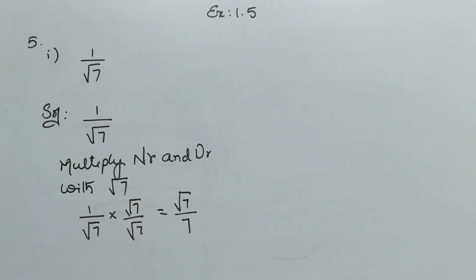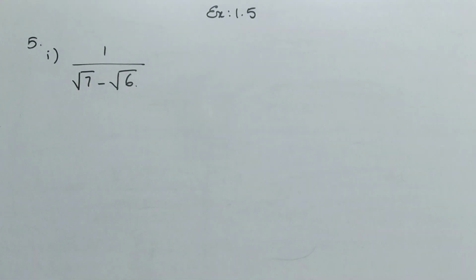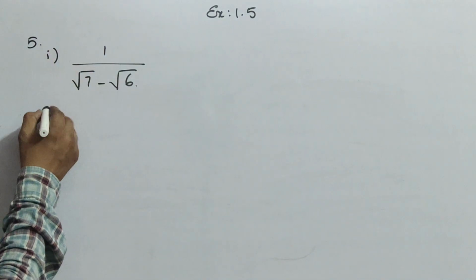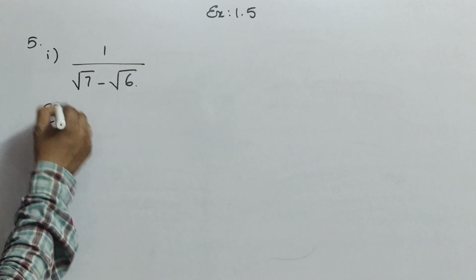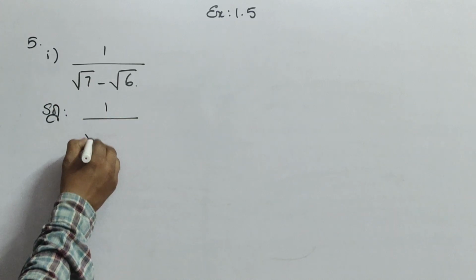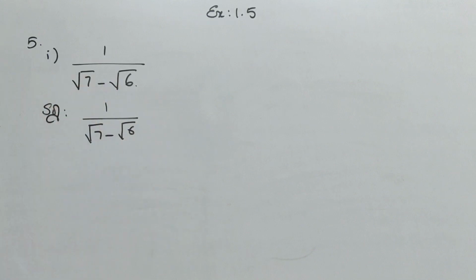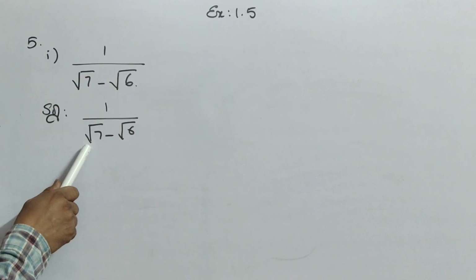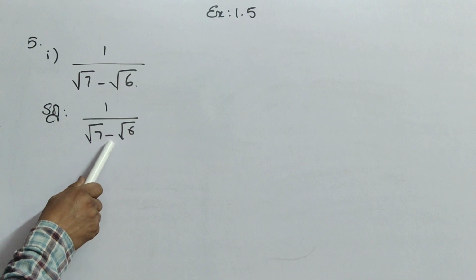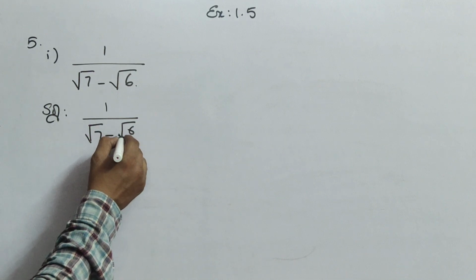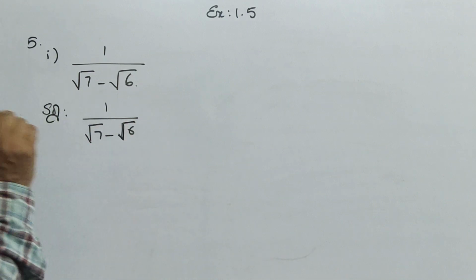Now the second sum is entirely different but the same concept. See, the second question is 1 by root 7 minus root 6. So before solving the problem, children, in the previous question we had only a single number in the denominator, but here you have a combination with a plus or minus, and here it is minus.